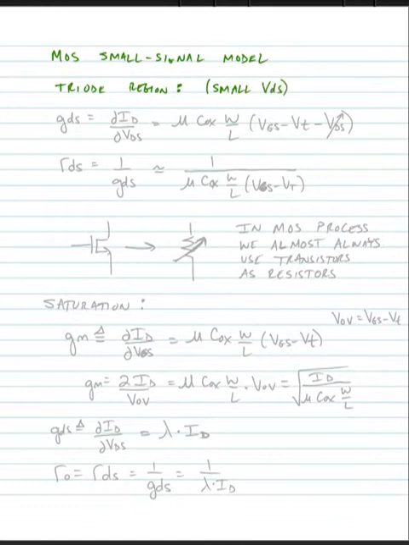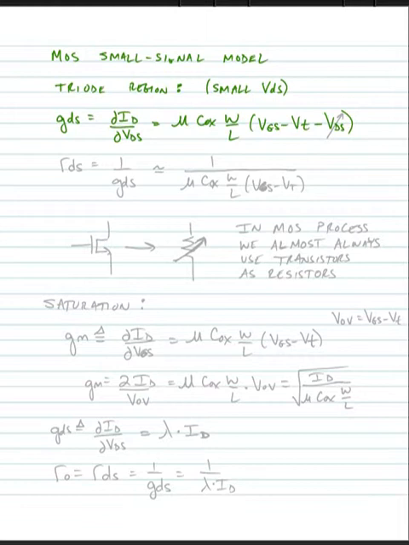In this case, the device actually looks like a resistor that varies linearly with the gate to source voltage. We can define a term, GDS, which is equal to a change in the drain current with respect to the drain to source voltage. So if we take this derivative for our triode equation, we come up with an equation that looks like so. Mu times COX times W over L times VGS minus VT minus VDS.